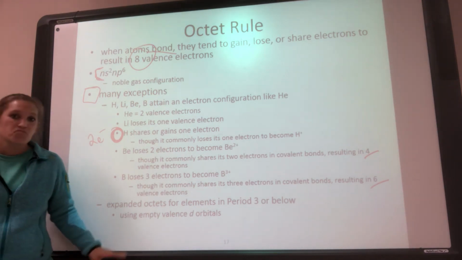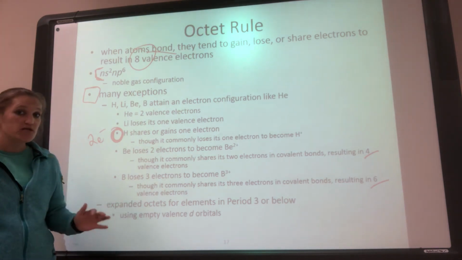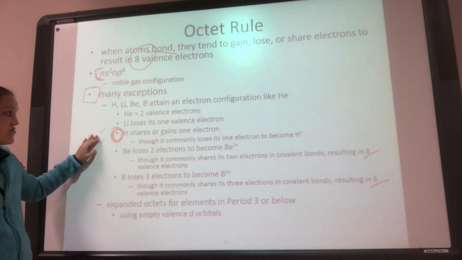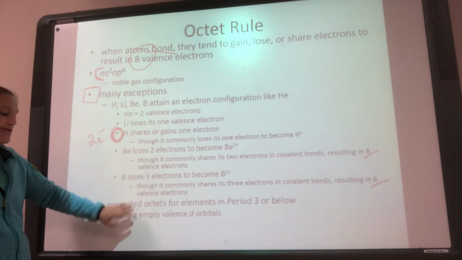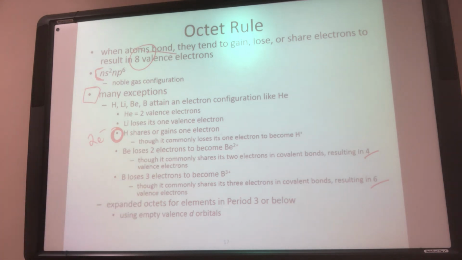But we'll get there. What you really want to know is 8 is the magic number. That's what we're really trying to get to, is 8. But I have a few that are happy with less, and there are some that are happy with more, okay? All right, so in the next lecture, we're going to draw our first Lewis structure.